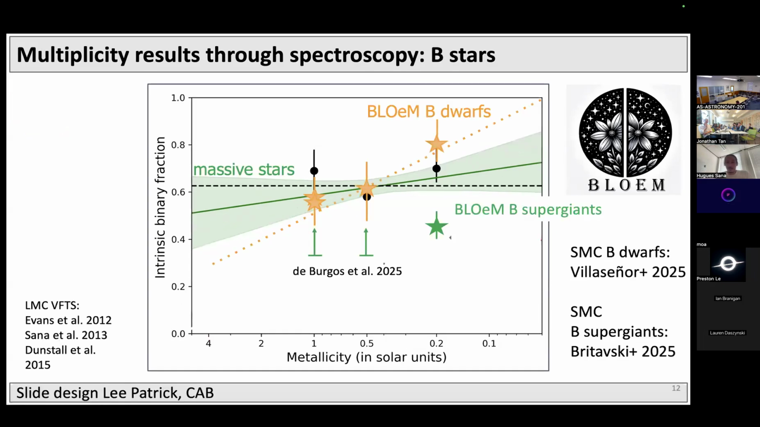This was for the O stars, and the orange is for the B stars. The B stars are stars that are 5 to 15 solar masses, the O stars 15 to 50 solar masses. So this is just a general result that metallicity doesn't seem to have a large impact.